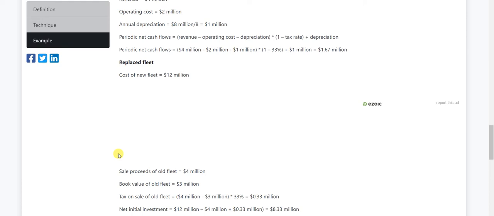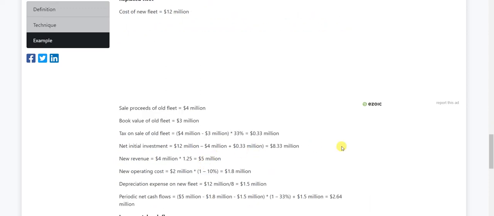The book value of the old fleet is 3 million. Tax on the sale of 4 million is (4 million minus 3) times 33%, that is 0.33 million. Net initial investment is 12 million minus 4 million plus 0.33 million, which is 8.33 million.